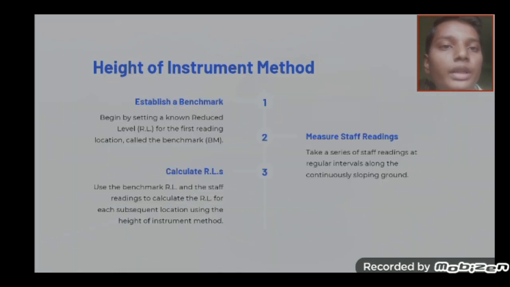Height of instrument method. First one, establish a benchmark. Begin by setting a known reduced level, RL, for the first reading location, called the benchmark. Second one, measure staff readings. Take a series of staff readings at regular intervals along the continuously sloping ground. Third one, calculate reduced levels. Using the benchmark reduced level and the staff readings, calculate the RL for each subsequent location using the height of instrument method.